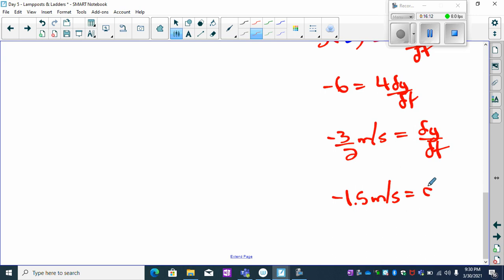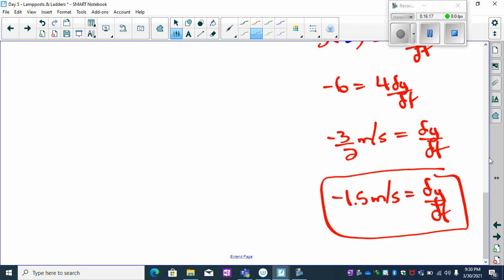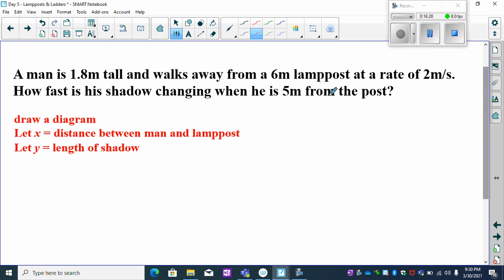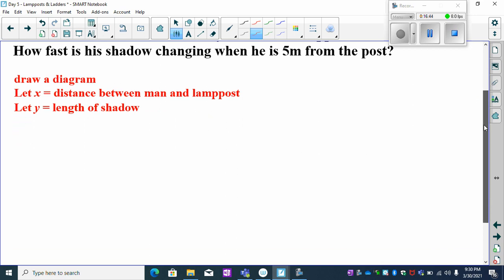-1.5 meters per second. It's equal to dy over dt. Good. Do one more. It's another lamppost question. This one just throws an extra little piece of information in there. A man is 1.8 meters tall and walks away from a 6-meter lamppost at a rate of 2 meters per second. How fast is his shadow changing when he is 5 meters from the post?